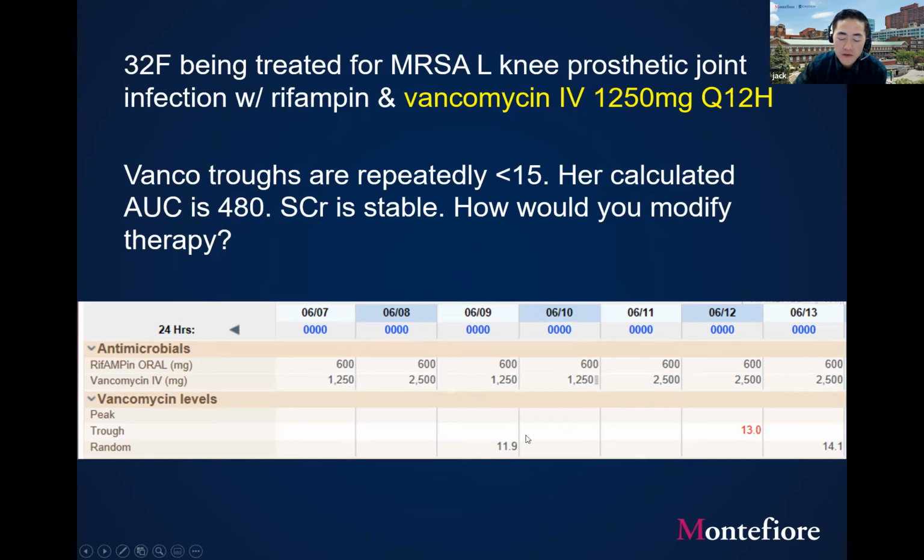So you can see these troughs consistently below 15. The answer is stay the course, basically, because we know that troughs aren't a great surrogate. She's responding. So even if you didn't have AUC over MIC, the patient's sort of responding. There's no need to be too aggressive. And the AUC is therapeutic.